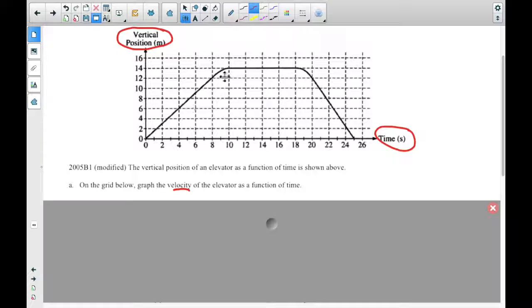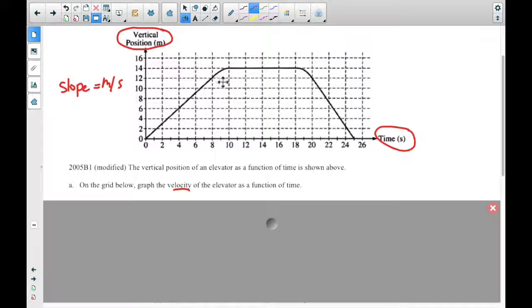So what we need to do is look at the velocity of each section. Notice what's going on. This is a position time graph. As we're going up here, this slope is going to be meters per second. That's going to be our speed. It's going to have a positive speed. Then here our slope is 0. It's stopped because it's in the same position, 14 meters above. And then it comes back down, and its slope once again is going to be the speed.